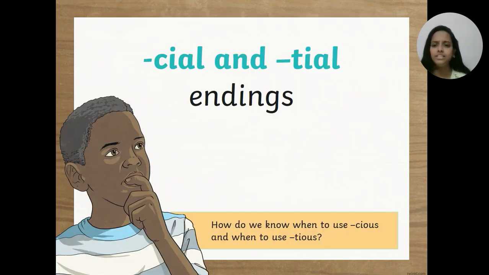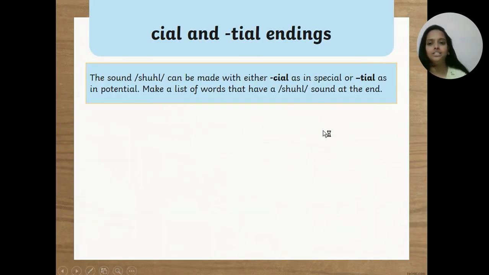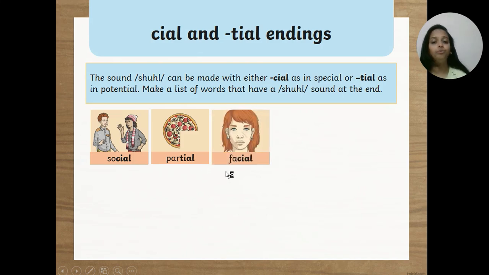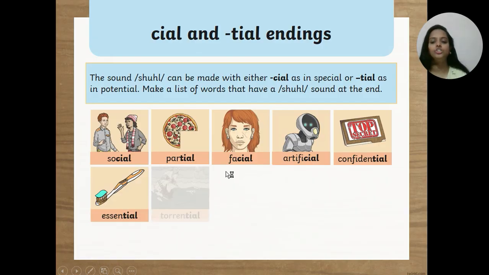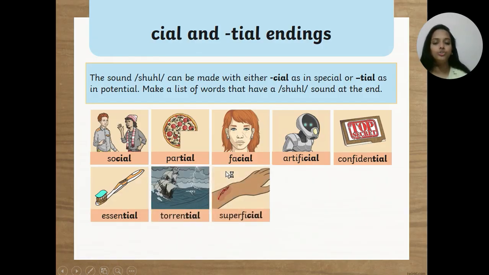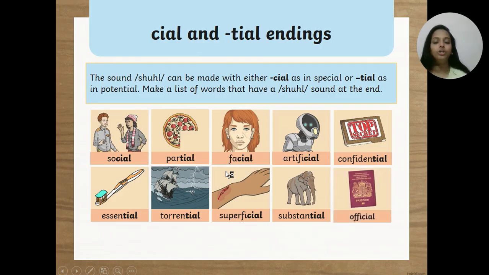Got it? Now let's see CIAL and TIAL endings. Here also we pronounce it in the same way, "shul". But how do we know when to use the suffix CIAL or TIAL? The sound "shul" can be made with either CIAL or TIAL. So let's try to make a list of words which have the same sound: social, partial, facial, artificial, confidential, essential, torrential, superficial, substantial, official.